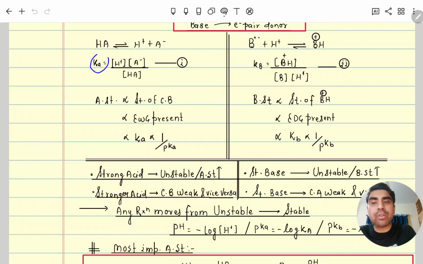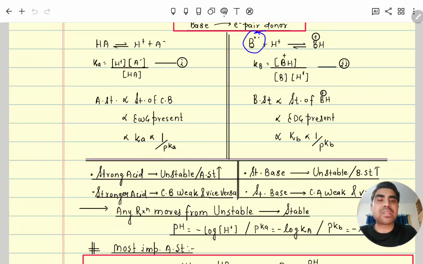Or the higher the value of Ka, the more the concentration of H plus, meaning the reaction will proceed further, meaning acidic strength will be higher. You know Ka and pKa are inversely proportional because pKa is equal to minus log Ka.